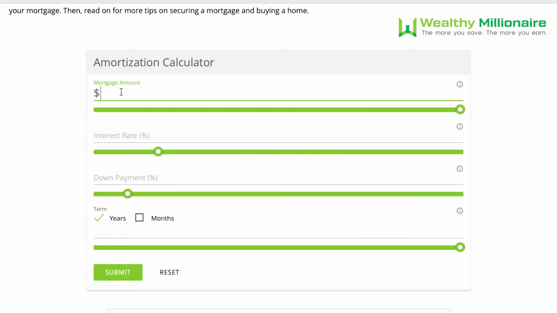So let's take a look at a mortgage calculator with a few examples of your options. Let's put in a $500,000 mortgage with an interest rate of 5.5%. And we'll start with a down payment of 20% and a 30-year term.